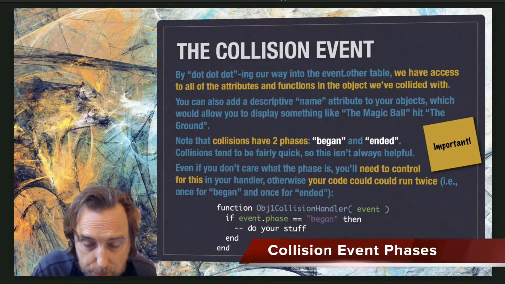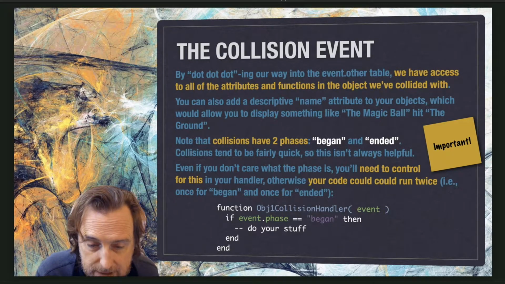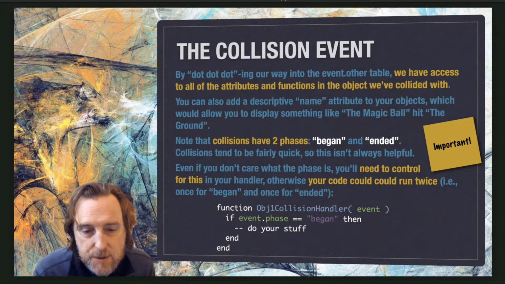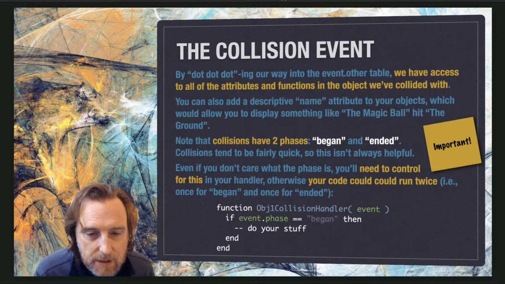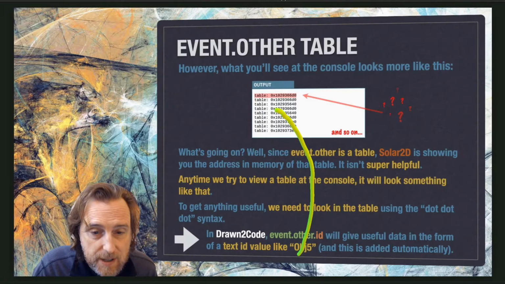That's not an issue for Draw to Code users, because obviously I code it to look for the ID or the name. I don't have it try to spit the table out to the console. But if you are coding by hand or tweaking a design by hand, just be aware that by itself, event.other, like any other table, is a container of information. And if you try to spit the whole container out to the console, you'll get this memory address kind of output.